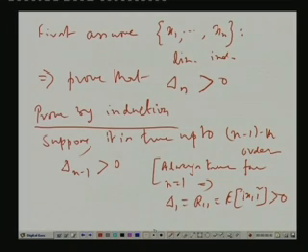Now, suppose this is satisfied, that is, the determinant is greater than 0, up to n minus 1th order. That is, if you take n minus 1 random variables, say x 2, x 3 up to x n, find the correlation matrix for the corresponding vector and take the determinant and call it delta n minus 1, then delta n minus 1 is greater than 0. All right. Suppose it is true, then you have to show that delta n also is greater than 0.